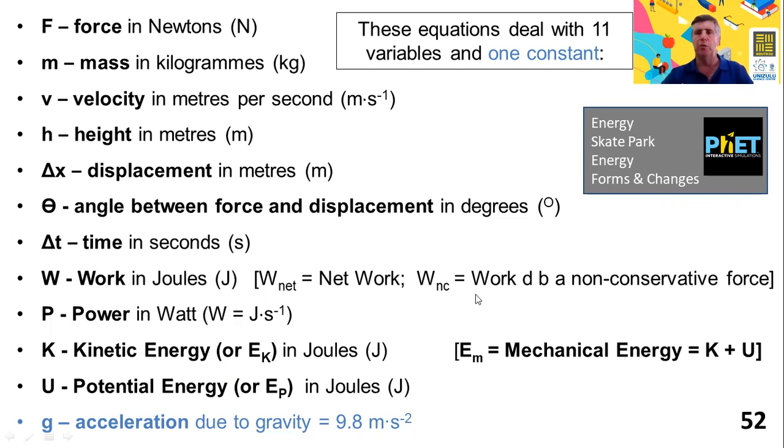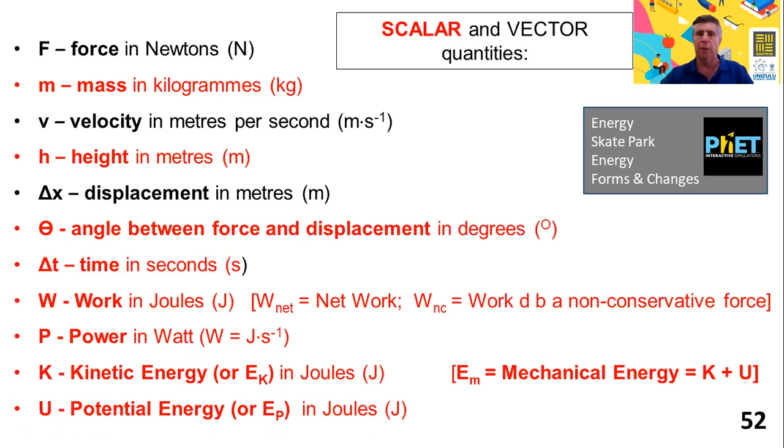Now, it's important to consider which of these are vector and which are scalar quantities. Remember, a vector needs magnitude and direction, a scalar magnitude only. And you might be surprised to find the ones I've highlighted in red are all scalars. In fact, all these work, energy, and power quantities are scalars. So you do not give a direction for kinetic energy or potential energy or work or power. The only vectors we deal with are the force, the displacement, and the velocity.